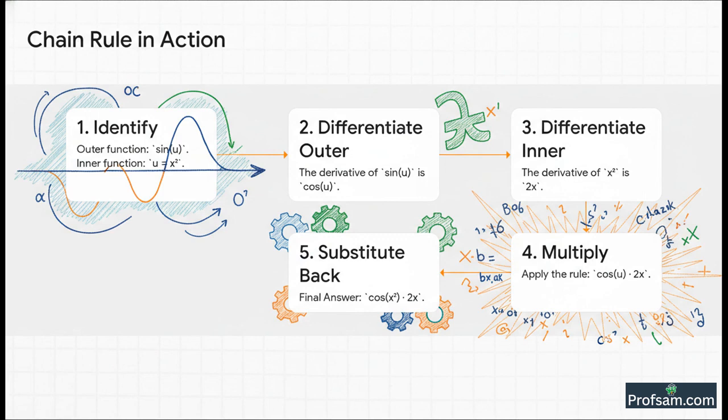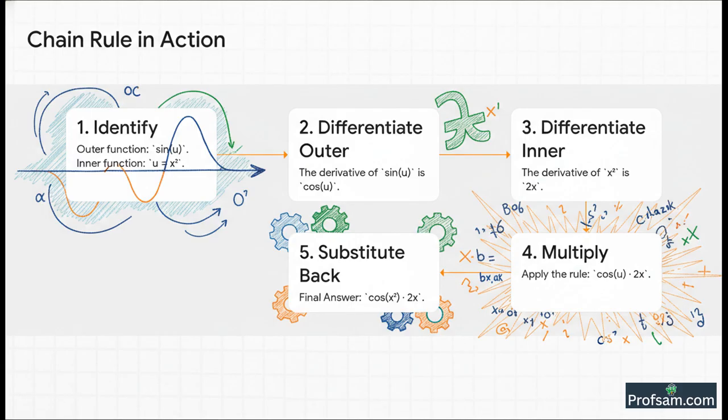Step 1. Identify the functions. The outer function is sine of u, and the inner one is x squared. Step 2. Differentiate the outer. We know the derivative of sine of u is cosine of u. Step 3. Differentiate the inner. The derivative of x squared is just 2x.